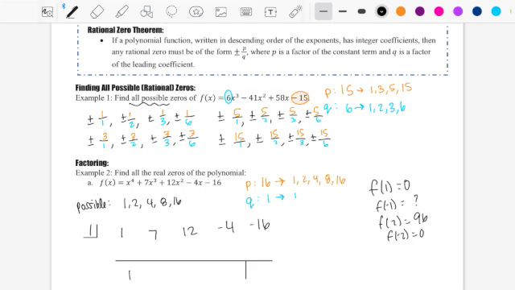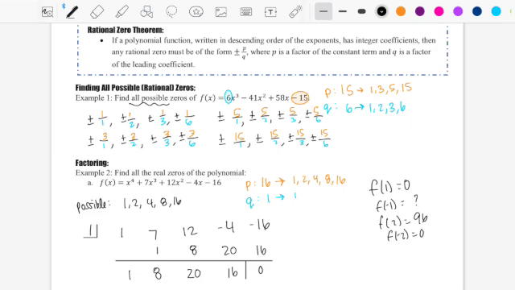So in order to check if 1 is a 0, we can do it this way, and we can check to see, hey, do I get a 0 remainder? Well, we'd drop the 1, multiply by 1, add down, take that 8, multiply by 1, put it there, add down, that's 20, multiply, add down, multiply, add down. And we do get a 0 remainder.